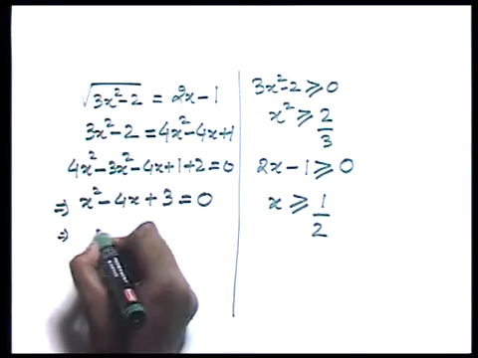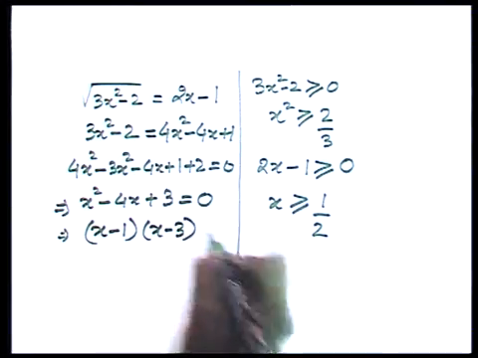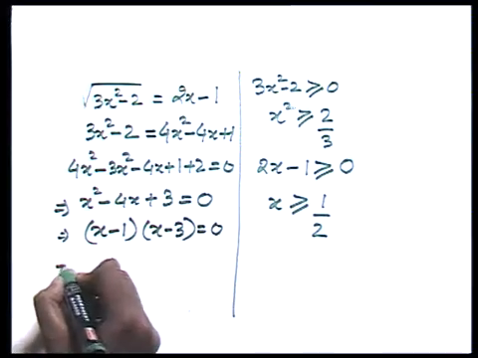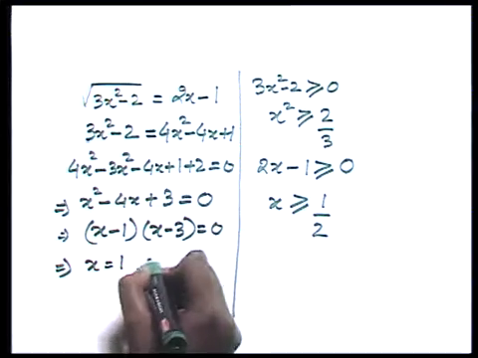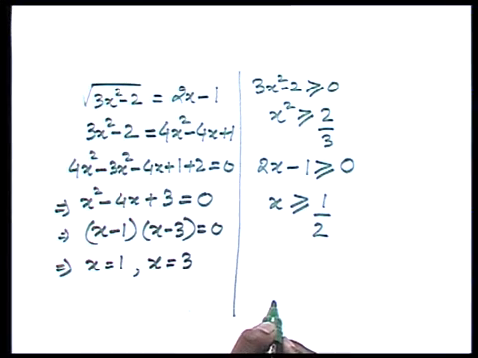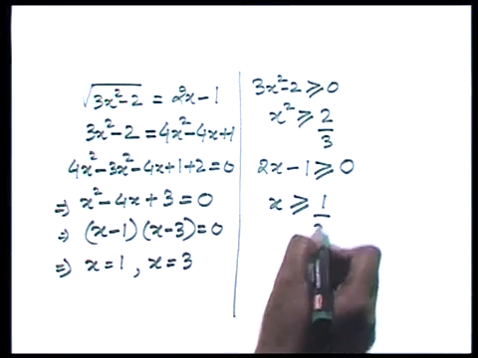Now this equation is of quadratic form and we know how to solve a quadratic equation of this form. The factors of this equation will be (x - 1)(x - 3) = 0, and hence the solutions of this equation will be x = 1 and x = 3. But do these values of x satisfy our conditions x^2 greater than or equal to 2/3 and x greater than or equal to 1/2?